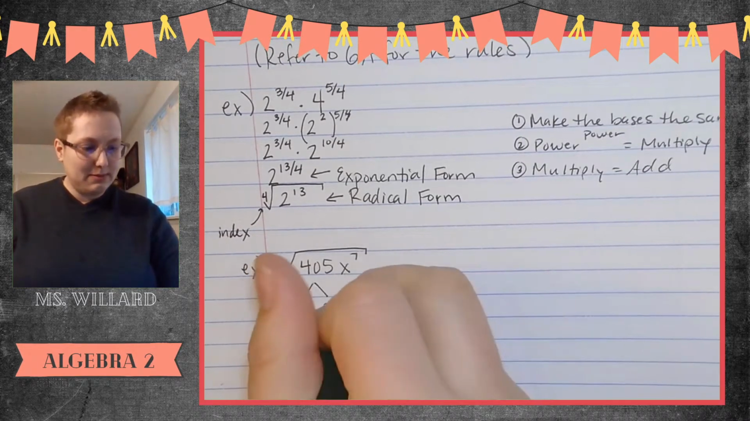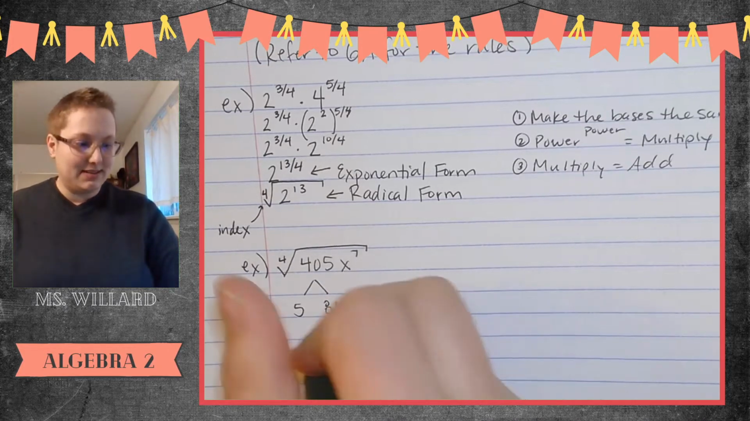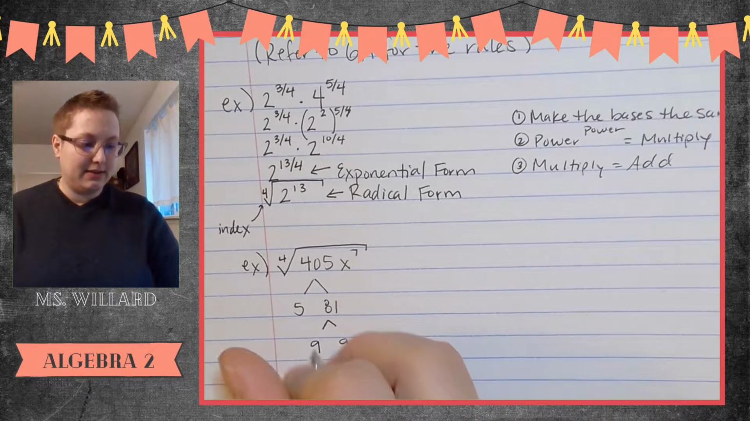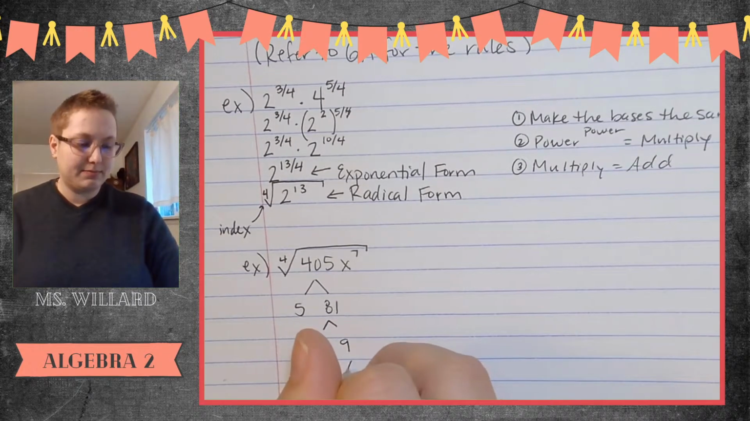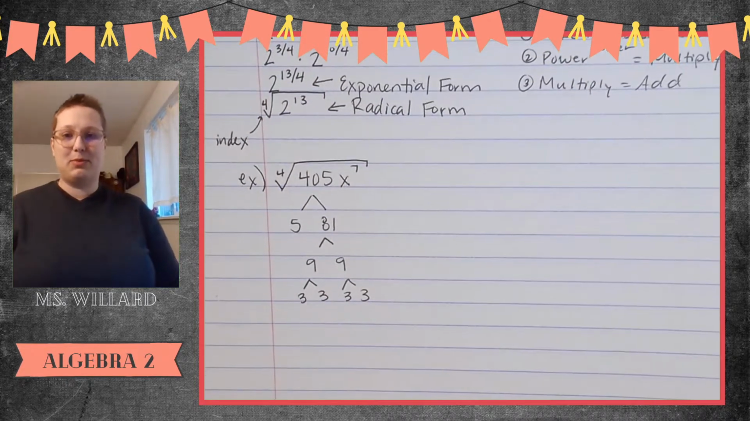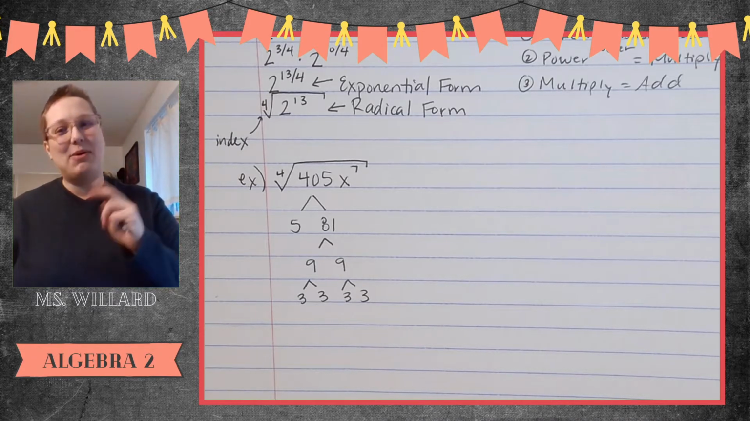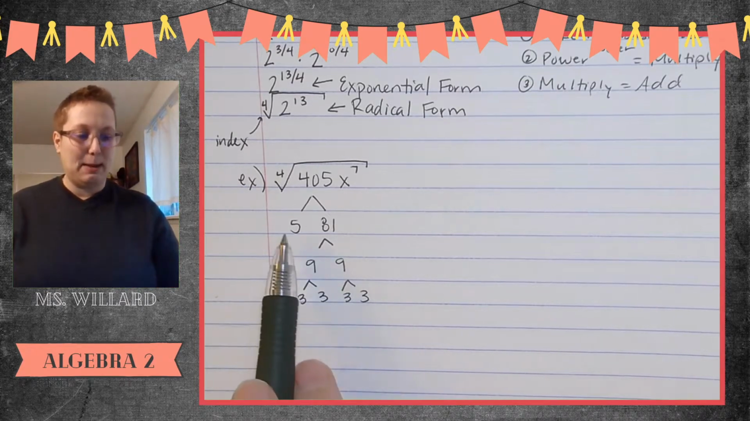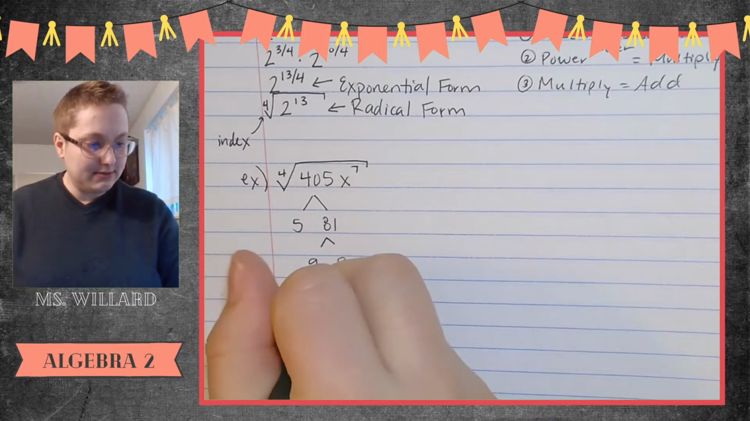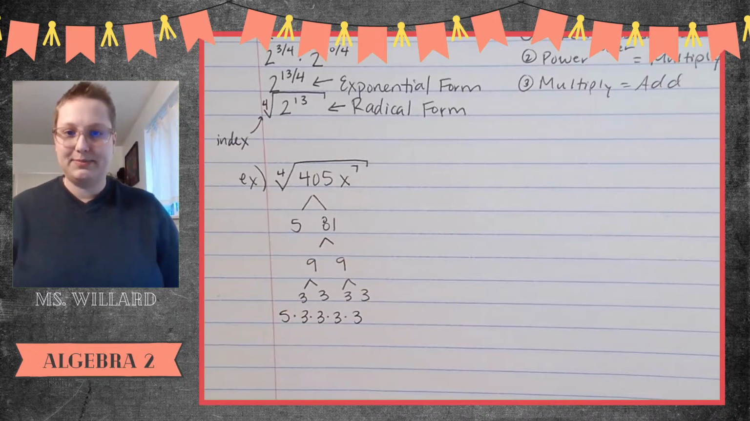Okay, well, what times what makes 81? Okay, well, I know that 9 times 9 makes 81. And I'm going to keep going as far as I can. 3 times 3 makes 9. The thing I don't want to do on here is 1. I want prime numbers at the end. So this is called the prime factorization. So 405 is 5 times 3 times 3 times 3 times 3.